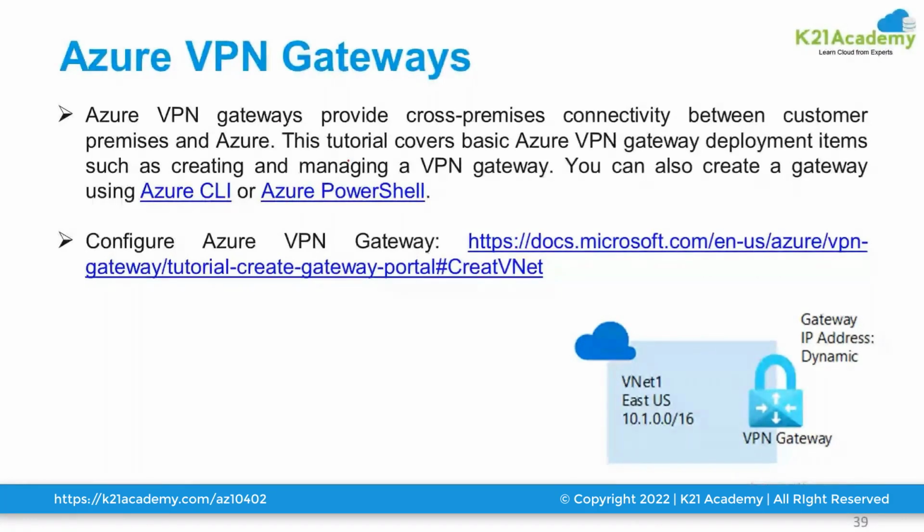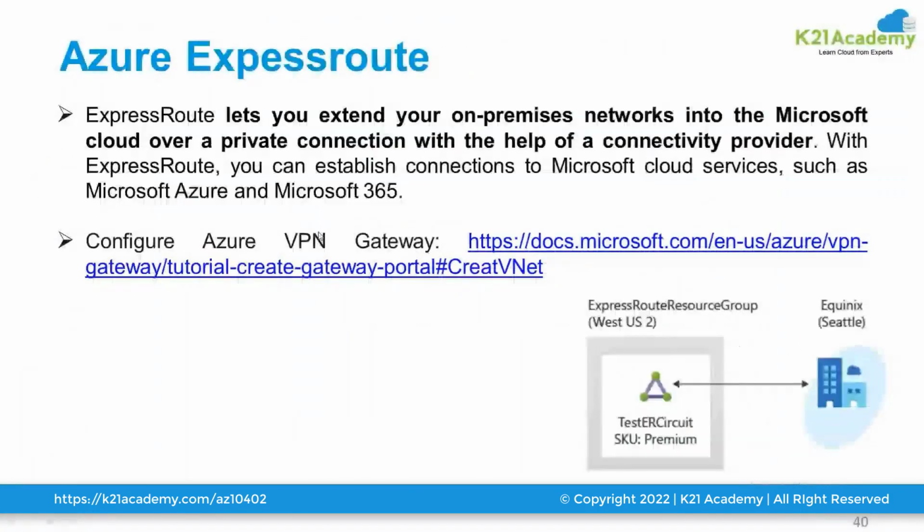This tutorial covers basic VPN gateway deployment items such as creating and managing, and you can also create a gateway by using CLI and PowerShell. Until now we have created by using the portal, but you can use CLI and PowerShell also to deploy your VPN gateway. How can you configure your application gateway? By using this link.